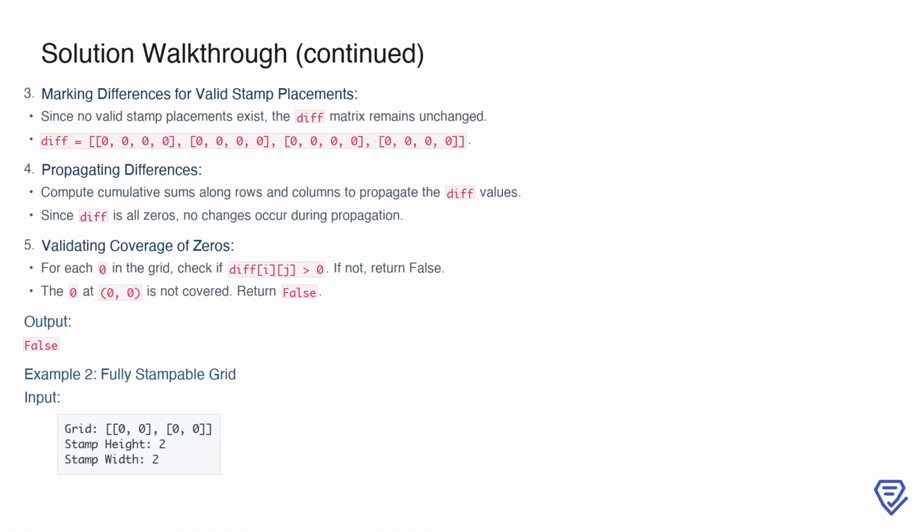Since no valid stamp placements were found in the previous step, the diff matrix remains unchanged and filled with zeros. The next step is to propagate the differences stored in the diff matrix by calculating cumulative sums along rows and columns. However, since the diff matrix contains only zeros, no changes occur during this propagation. Finally, we validate whether all zeros in the grid are covered by stamps. This involves checking each zero in the grid and confirming whether its corresponding cell in the diff matrix has a value greater than 0. In this case, the 0 at position 0, 0 is not covered, leading to a result of false for this grid configuration.